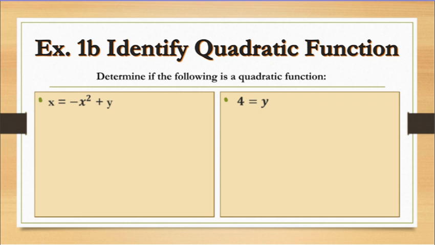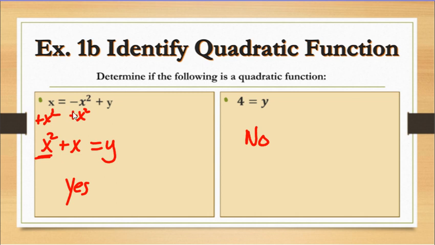Next one, x equals negative x squared plus y. Get y by itself by adding x squared to both sides, and we have x squared plus x equals y. Again, we check our leading term. If our leading term has a degree of 2, then it's quadratic. Since our leading term is quadratic, yes, this is a quadratic function. And the next one here, 4 equals y. No, because this has a degree of 0. All quadratic functions have a degree of 2.